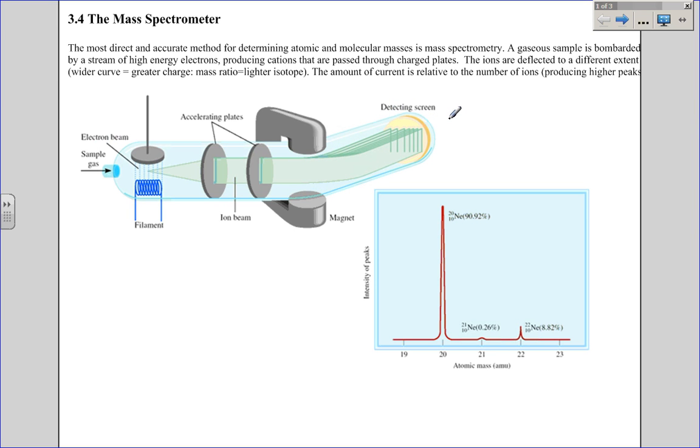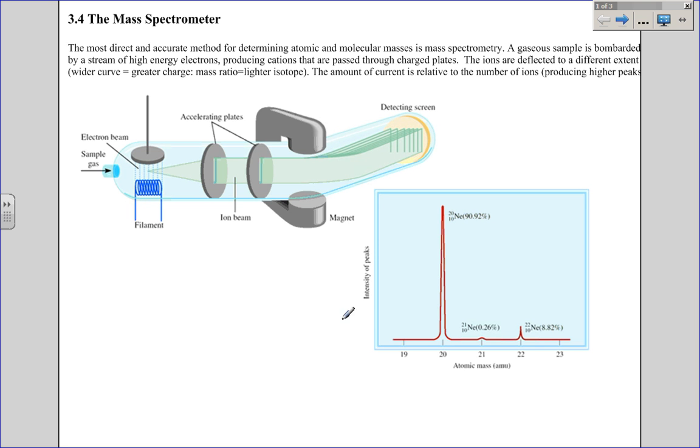This is useful to us to determine the molar mass of molecules, which we'll be using later on in the unit. It's also very useful to us in order to help us to determine the isotopic abundance of a particular element. The different quantities of isotopes in a particular sample will produce different amounts of detections on the screen. The more current that's observed is relative to the number of ions in the sample, and how it will appear in a spectrum is with a higher peak.